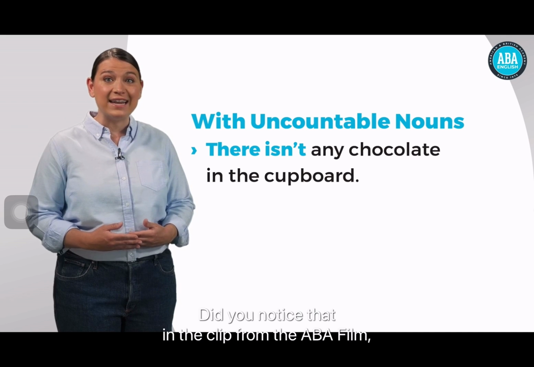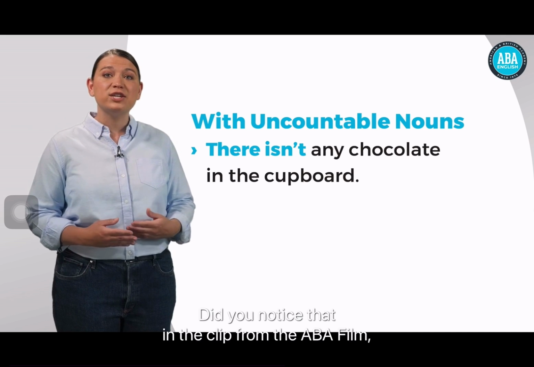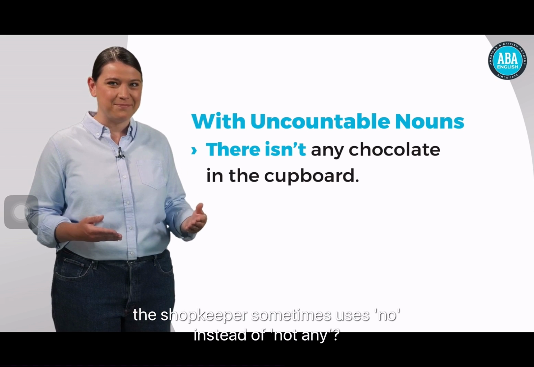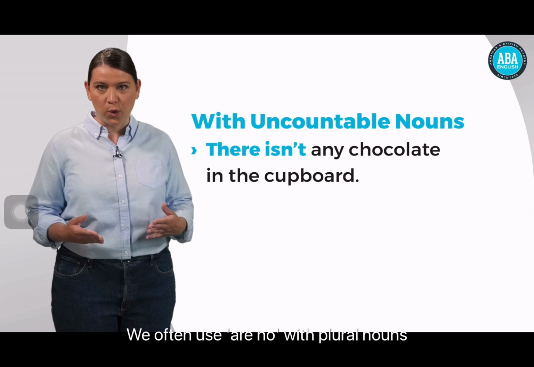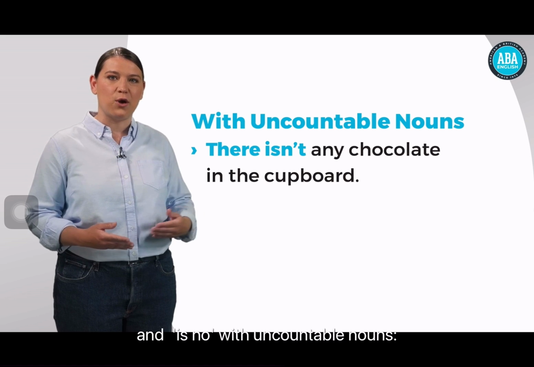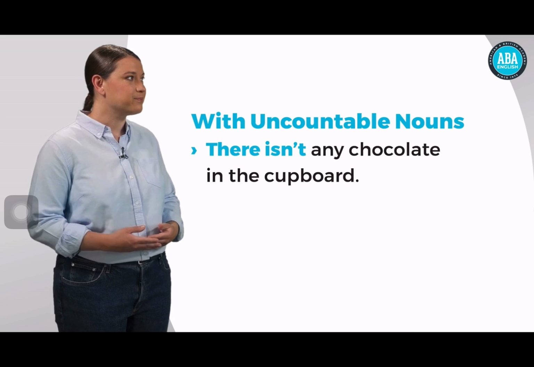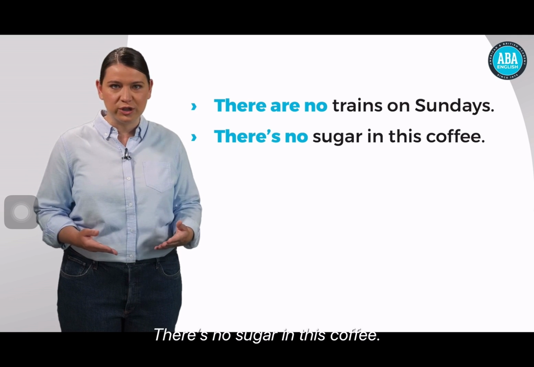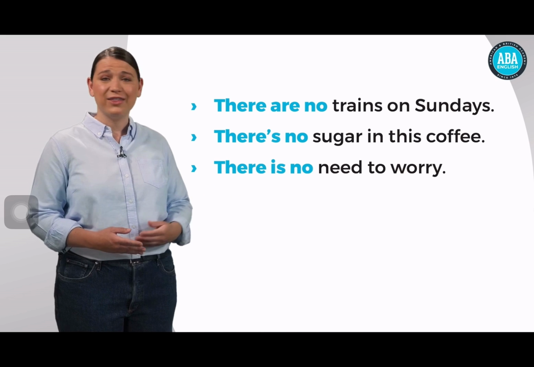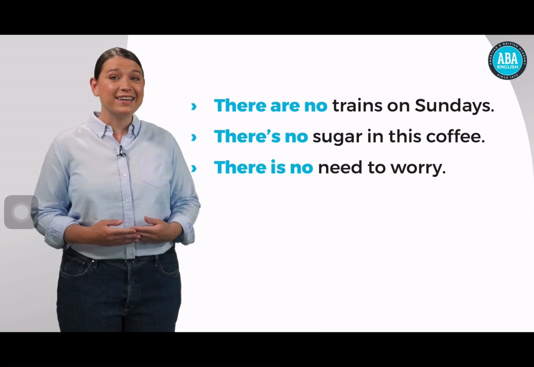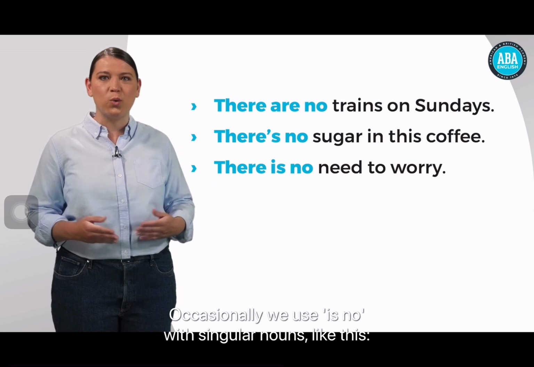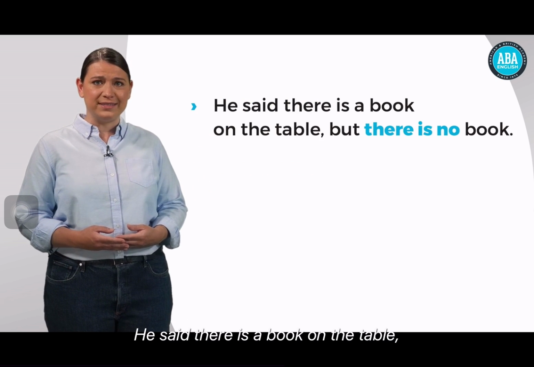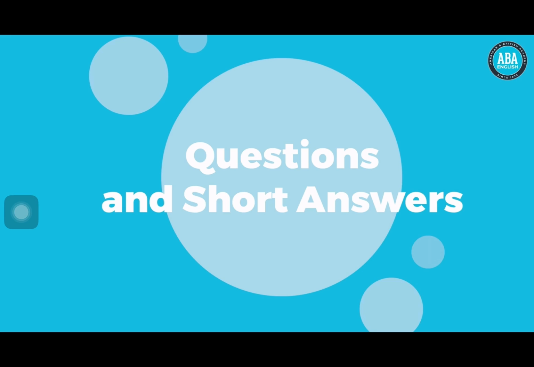Did you notice that in the clip from the ABBA film, the shopkeeper sometimes uses no instead of not any? We often use are no with plural nouns and is no with uncountable nouns. There are no trains on Sunday. There's no sugar in this coffee. There is no need to worry. Occasionally, we use is no with singular nouns like this. He said there is a book on the table, but there is no book.